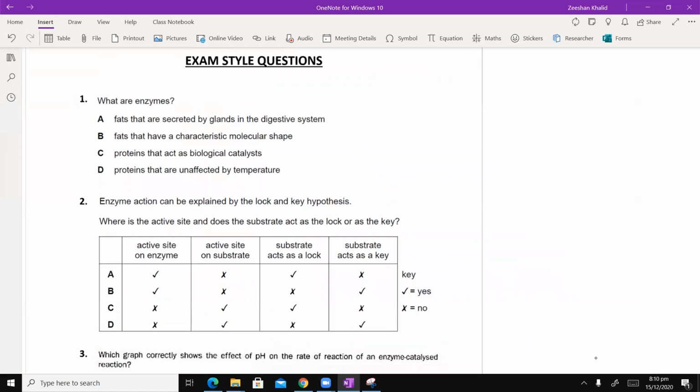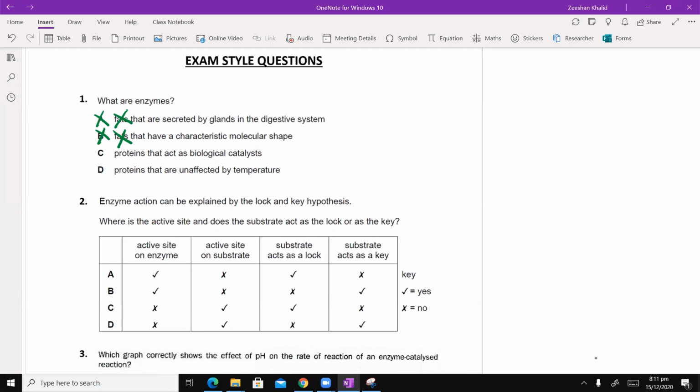Fats that are, oh, are enzyme fats? No, no, no, they're not fats. What are enzymes, bachcho? Chemical nature kya hai unka? Proteins. So again, I can clearly cut out the first 2 options because they're both mentioning fats. So A is out, B is out. I don't even want to bother reading them. Well, actually you should. Fats that are secreted by glands and digestive system, like in fats problematic hai, so again, I can't go with option A. Option B, fats that have characteristic molecular shape. Well, they do have characteristic molecular shape, but they're not fats. So B is also gone.